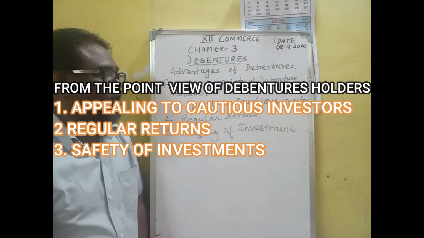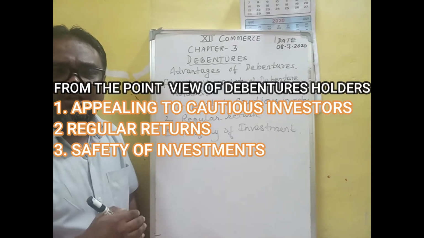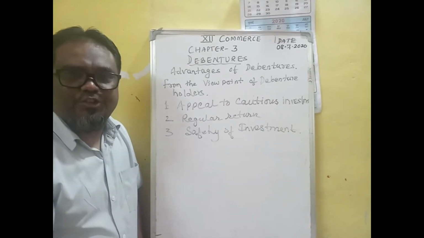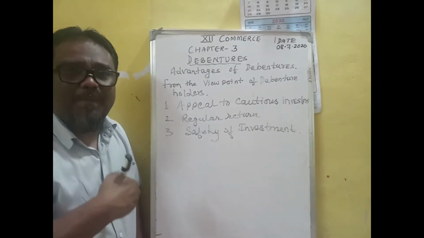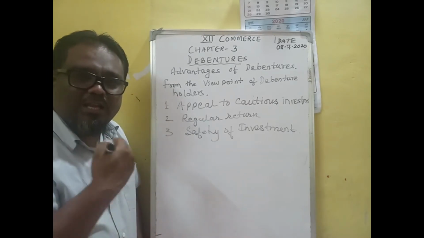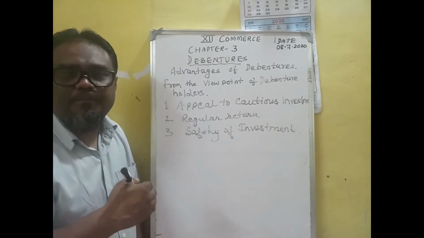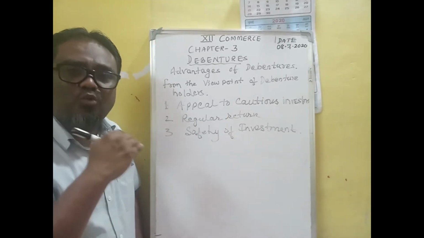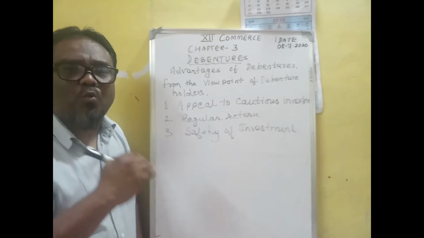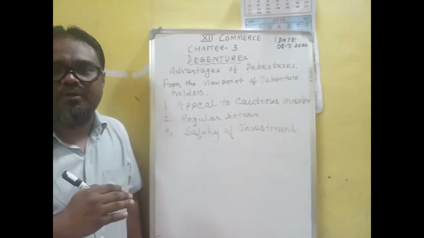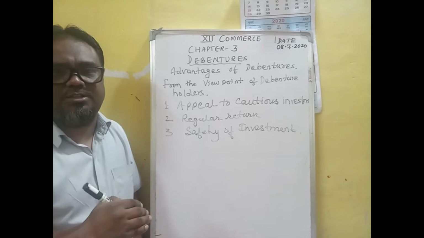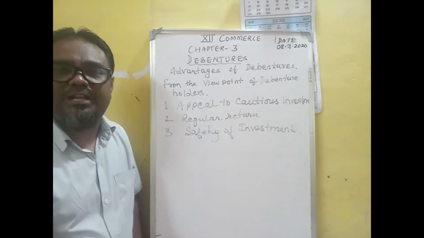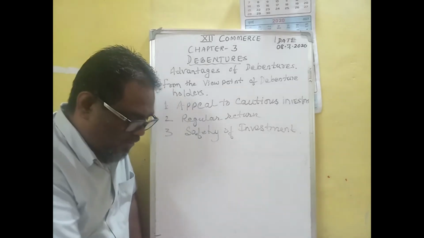First, appeal to the cautious investors. Those investors are the ones who invest their money in the debentures. The investors buy the debentures from the company, so they give a loan to the company. These debentures are particularly for those investors who do not want to take risk, those cautious investors. For them, this debenture is very suitable.